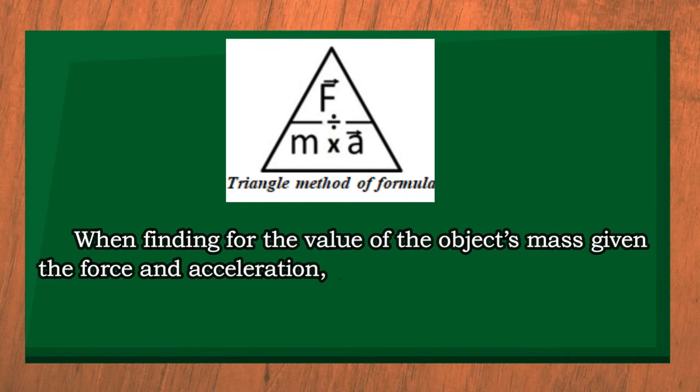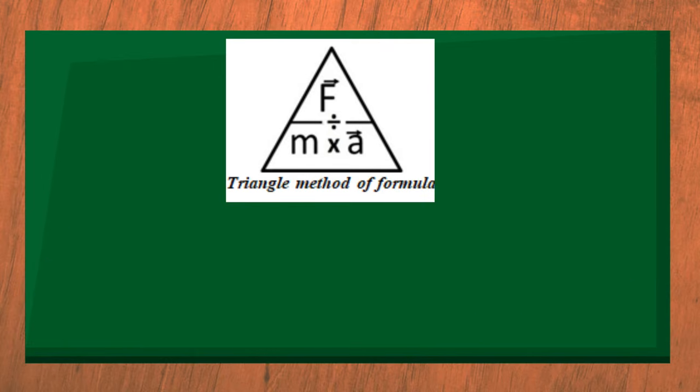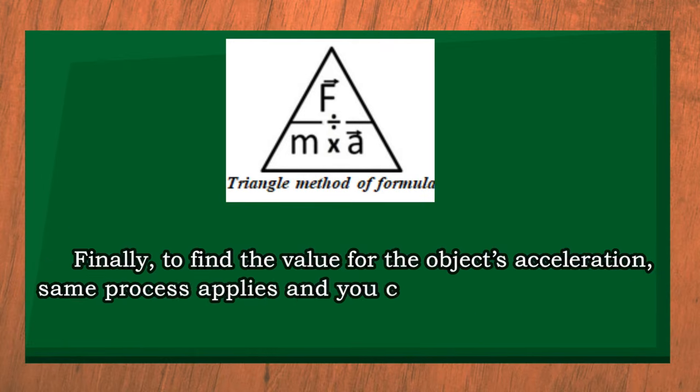When finding for the value of object's mass, given the force and acceleration, cover up the mass symbol and work out the operation that is left. So, the equation is mass is equal to force divided by acceleration. Finally, to find the value for the object's acceleration, same process applies and you come up with acceleration is equal to force divided by mass.